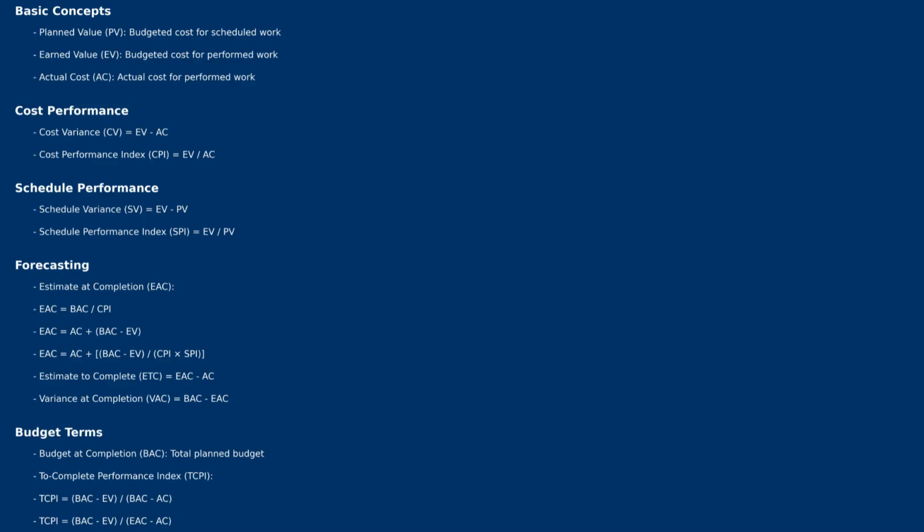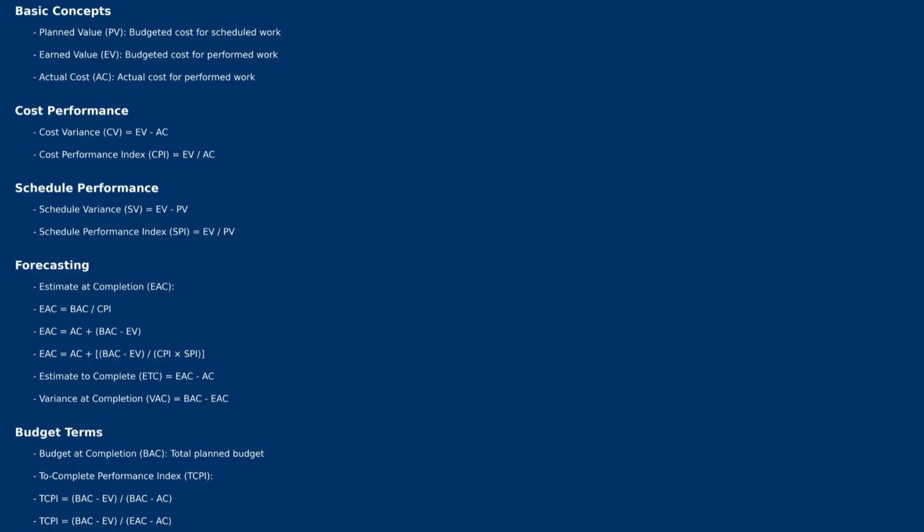TCPI is the opposite of CPI and SPI when it comes to interpretation. When TCPI is greater than 1, the project is bad. When TCPI is less than 1, the project is good. VAC stands for variance at completion, which is budget at completion minus estimate at completion. How much over budget or how much under budget will your project be at the end? ETC stands for estimate to complete. The formula is EAC minus AC.